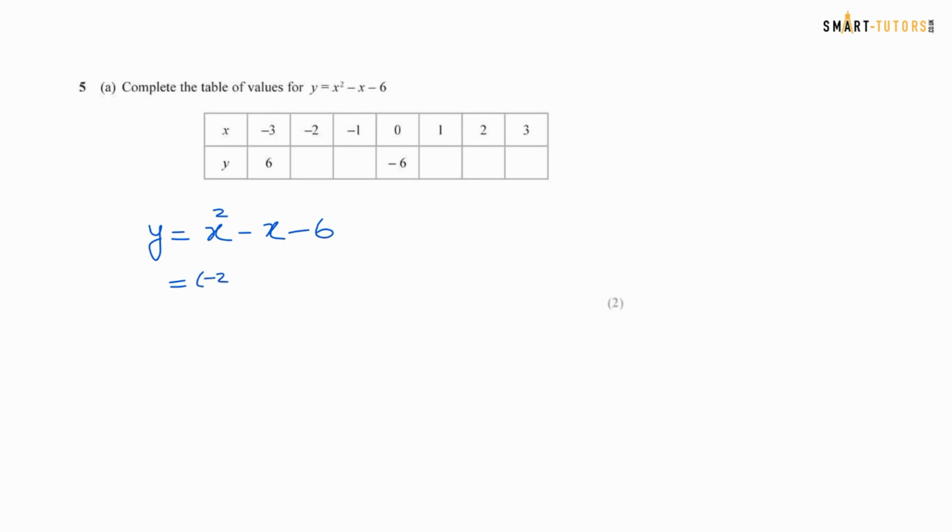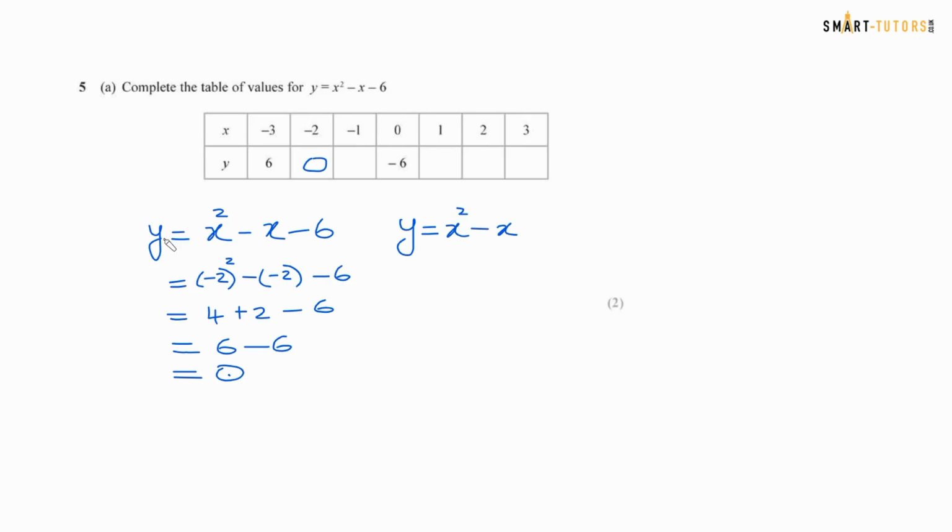Substitute the x value of minus 2, so minus 2 squared minus minus 2 minus 6. Minus 2 squared is 4, minus times minus is plus 2, minus 6. So 4 plus 2 is 6, 6 minus 6 is 0. You don't need to show the working. It's only 2 marks for filling these 5 gaps, so you can straight away press the calculator to find out the answer. I'm showing the working as this is a worked solution, instead of showing how I am pressing the calculator.